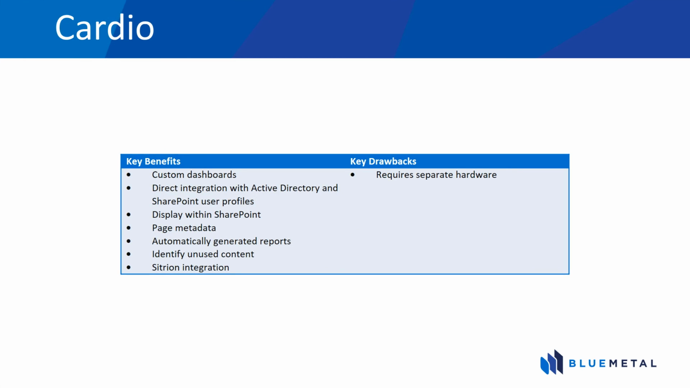This is Group Members Report in Citrion, Item Popularity in the Social, Posts Report in the Social. So key benefits here, we've got the Citrion integration, and it does display within SharePoint, so that's helpful. We can create some custom dashboards. There's direct integration with AD and SharePoint user profiles, which looks very helpful. There's page metadata. It does require separate hardware. So again, needing a separate server is a bummer, but it does know about SharePoint, and Citrion integration is key for the client.